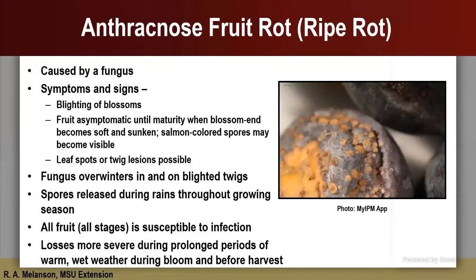Again, this fungus is one that overwinters in and on blighted twigs. The spores are released during rains throughout the growing season. So we're seeing this common trend of fungal spores being blown easily by wind or being splashed through during rains. With this disease, all fruit at all stages, meaning all stages of the fruit, is susceptible to infection. And again, thinking about those favorable environmental conditions, losses due to ripe rot are more severe during prolonged periods of warm, wet weather, during bloom and before harvest.